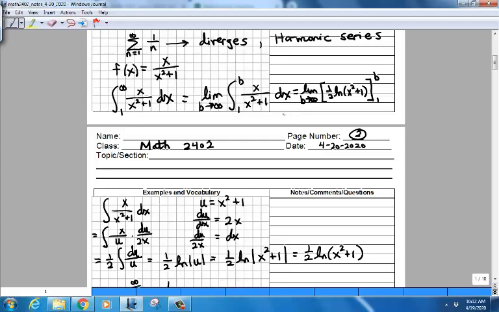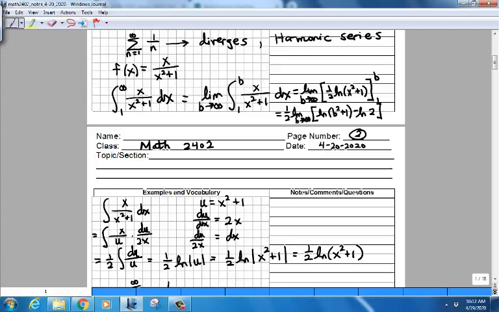I guess I can take the 1/2 now out in front of the limit, so I have 1/2 times the limit as b goes to infinity of, now let's plug in our limits of integration. So I have natural log of b squared plus 1, and then minus the natural log of 1 squared plus 1, which is 2, right?